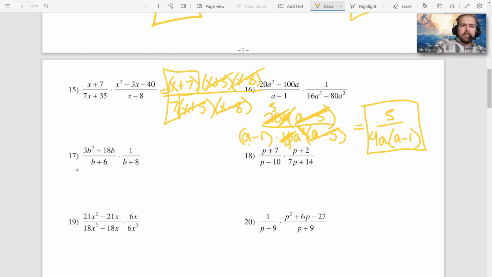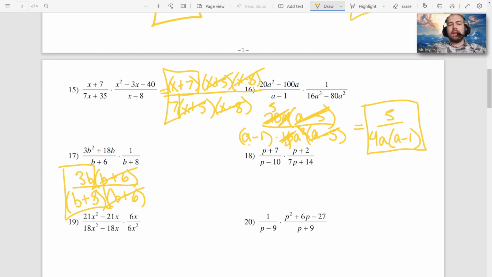So, let's see. So 3. You can factor out a 3 and a b. So b plus 6 is left over. All that's times by 1, so that doesn't really turn into anything. And then I have b plus 8, b plus 6. Doesn't matter what order you put them in if they're being multiplied, so kind of worked out better that way anyways. 3b over b plus 8. Boom, done. That's it. Number 18.